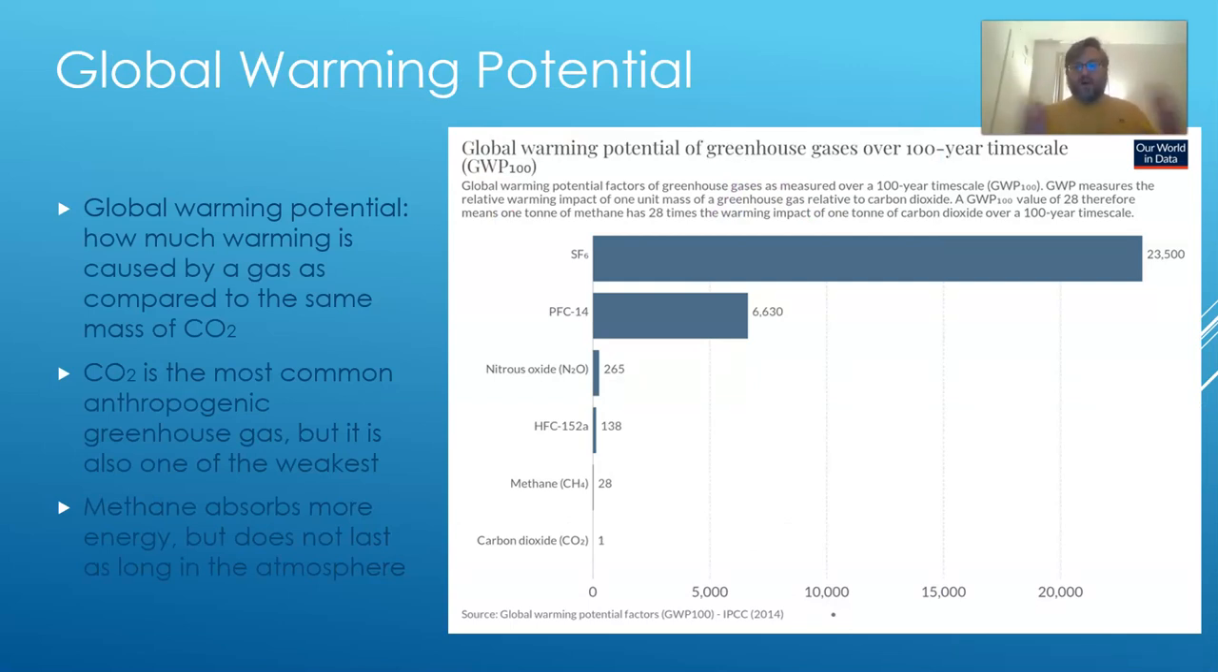So there we were looking at what wavelengths each greenhouse gas is absorbing. We can also think about, well, how much warming are these going to actually produce? When we look at what energy a specific gas is going to hold in, how much is it going to actually warm the Earth? And so one way to look at that is to look at the global warming potential of different gases. So the global warming potential is how much warming is going to be caused by a gas as compared to the same mass of CO2. So CO2 is our benchmark. CO2 is our standard by which we measure the global warming potential of other gases.